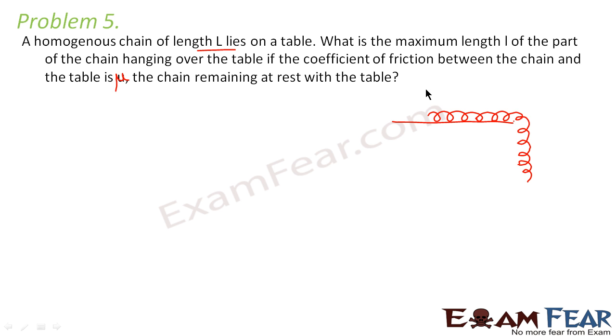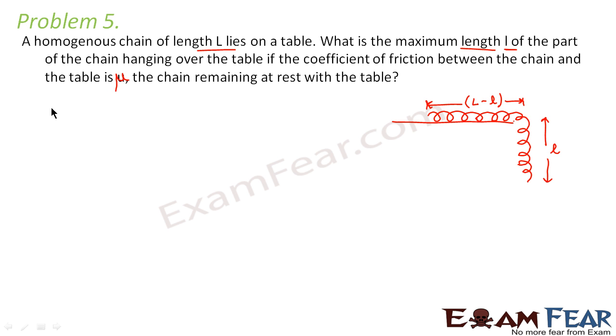Now the entire length of the chain is capital L. And the question asks what is the maximum length, small l, of the part of the chain that is hanging over the table. That means let us suppose the part of the chain which is hanging down the table is small l. So if the hanging part is small l, and the total length of the chain is capital L, then the length of this part would be capital L minus small l.